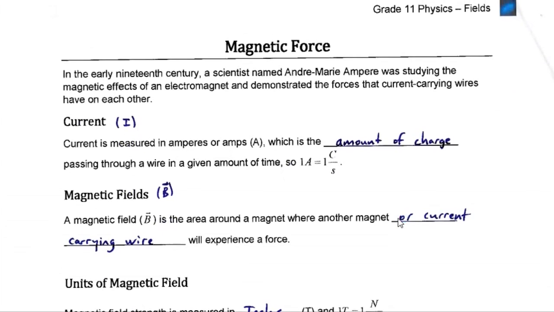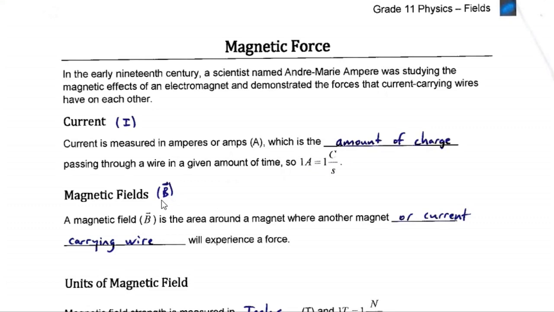Magnetic forces. It was in the early 19th century where André-Marie Ampère was studying the magnetic effects of an electromagnet and demonstrated the forces that current-carrying wires have on each other. Here we measure current in either amperes or amps after the scientist, which is basically the amount of charge passing through a wire in a given amount of time. So 1 amp is the same as 1 coulomb per second. So if you need to break that down, it's never a bad idea to also know what these represent. So when you have an ampere, you know that, okay, that's actually a coulomb per second.